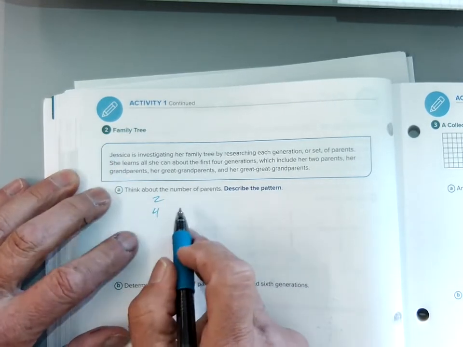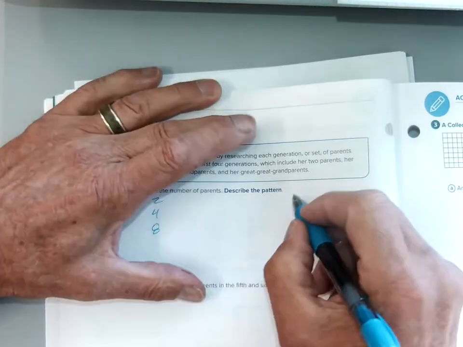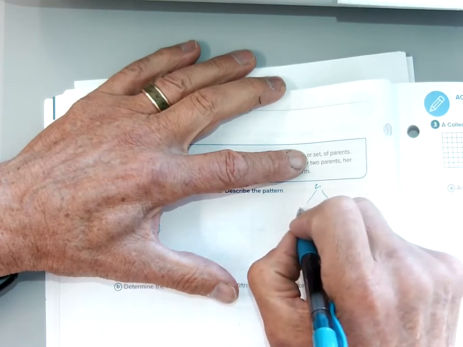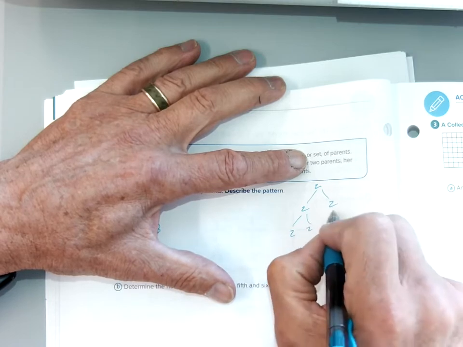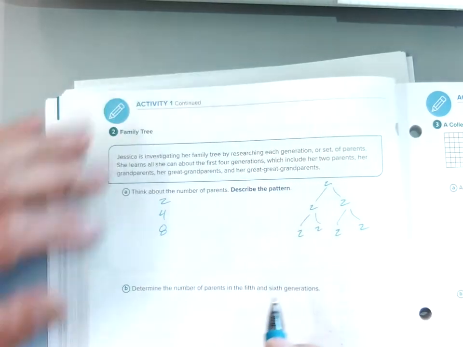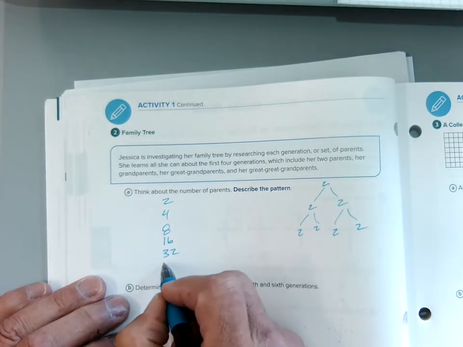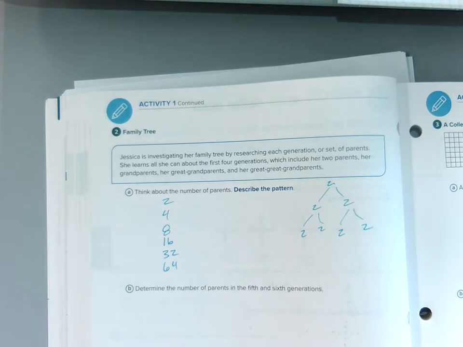And then other great parents, that'd be 8 of them. Then other great parents, so it's like a tree. We start with 2, and they have 2 kids, and they have 2 kids, they have 2 kids, so it'd be like 16, 32, 64, okay? So it just keeps growing by a multiple of 2, doesn't it?